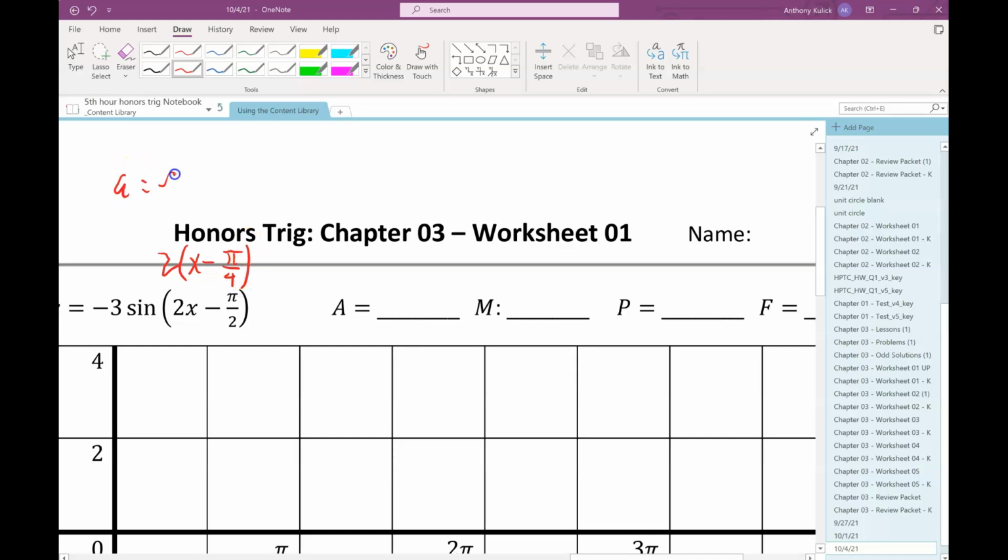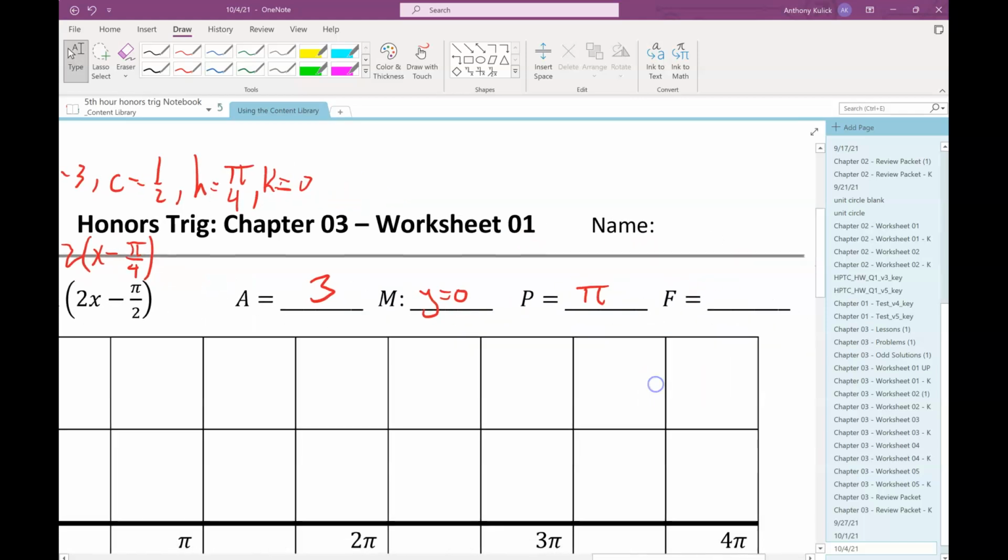So my A is -3. My C is 1/2. My H is pi over 4. My K is 0. So the amplitude is 3. The midline is y equals 0. The period is pi, and the frequency is 1 over pi.